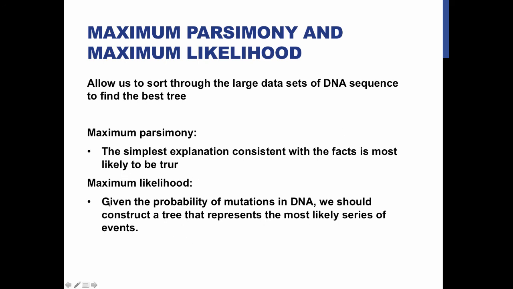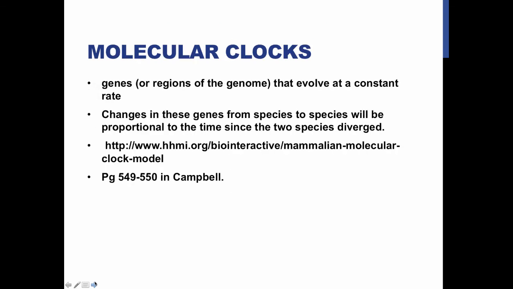Not truer, I really have to edit these PowerPoints. Maximum likelihood is that given the probability of mutations in the tree, we should construct a tree that represents the most likely series of events. So we don't want to construct a tree that assumes that humans evolved from birds and once had wings and lost them. We want to assume that somewhere after the vertebrate, humans and birds diverged, if that makes sense.